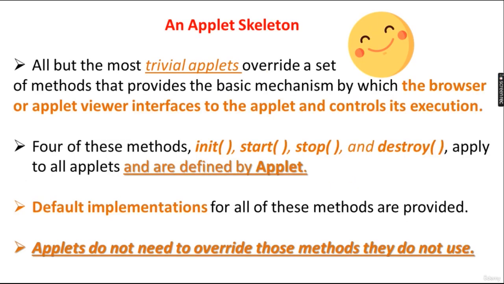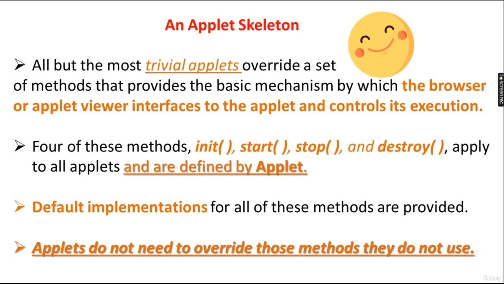Now we will see the applet skeleton. All but the most trivial applets override a set of methods that provide the basic mechanism by which the browser or applet viewer interfaces to the applet and controls its execution. So there are some basic methods you have to understand: init, start, stop, and destroy. They apply to all applets and are defined by the Applet class. These methods are very important and very common.